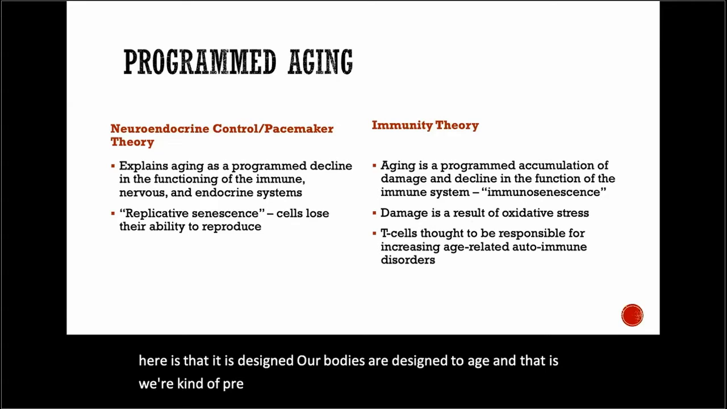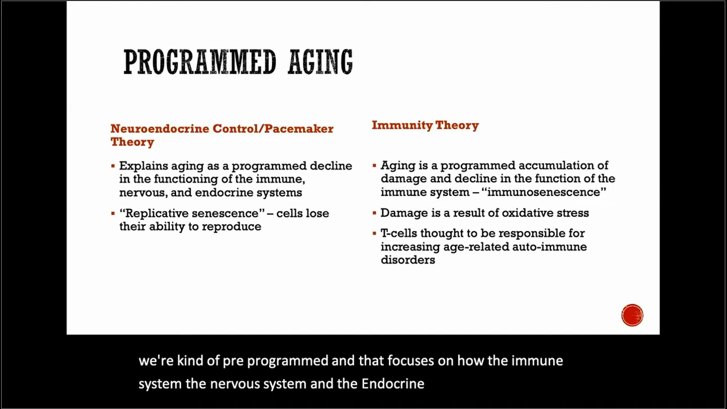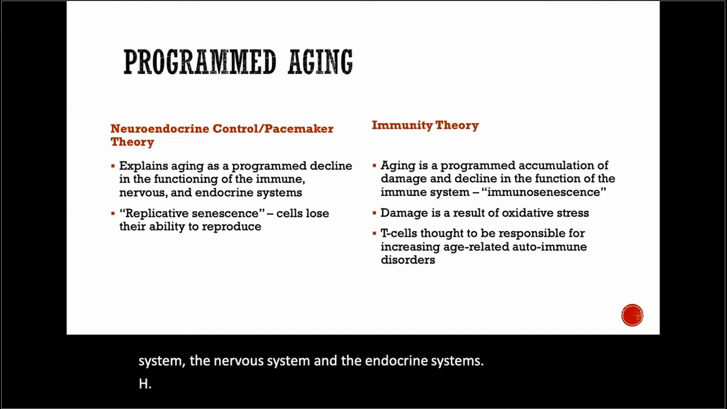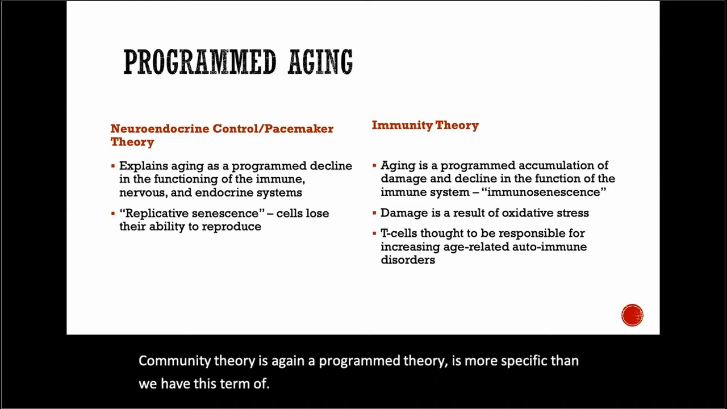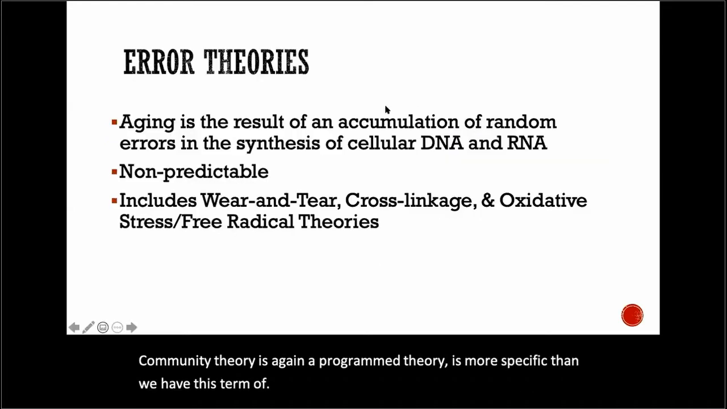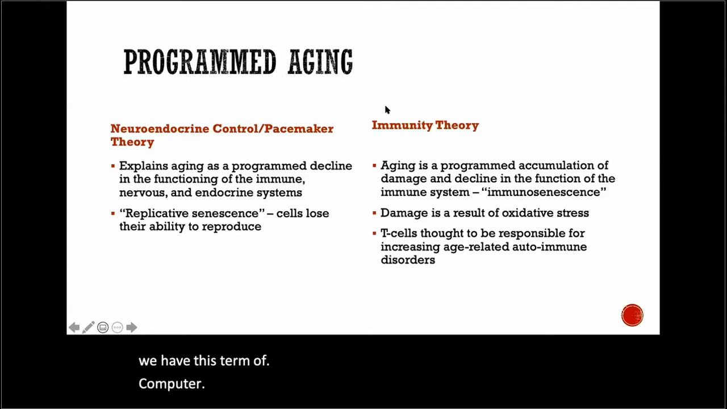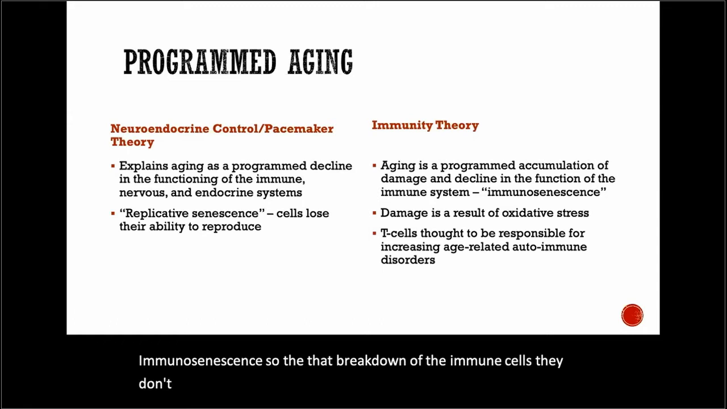And that focuses on how the immune system, the nervous system, and the endocrine systems age. The immunity theory is again a programmed theory. It's more specific. We have this term, immunosenescence, so that breakdown of the immune cells. They don't function as well. They are produced more slowly in the older adult.